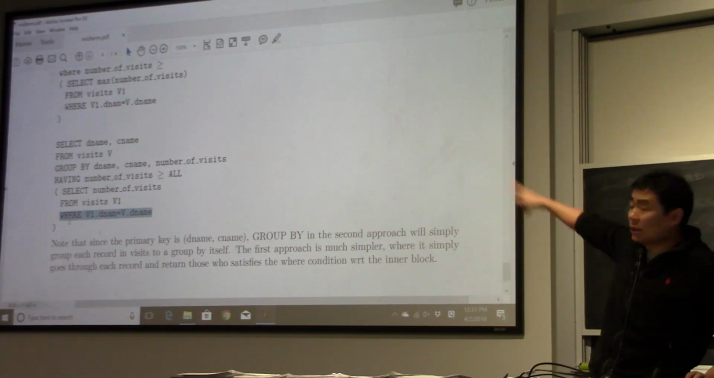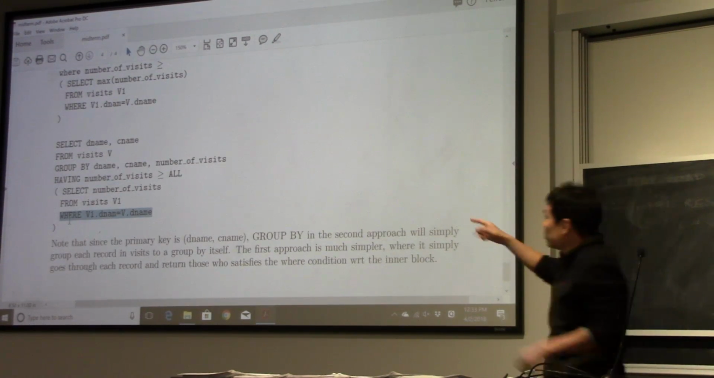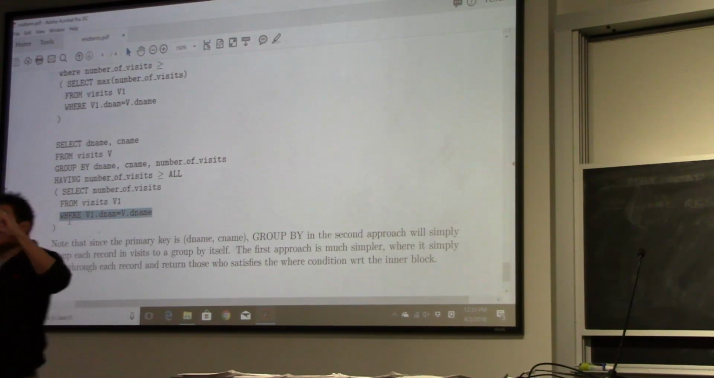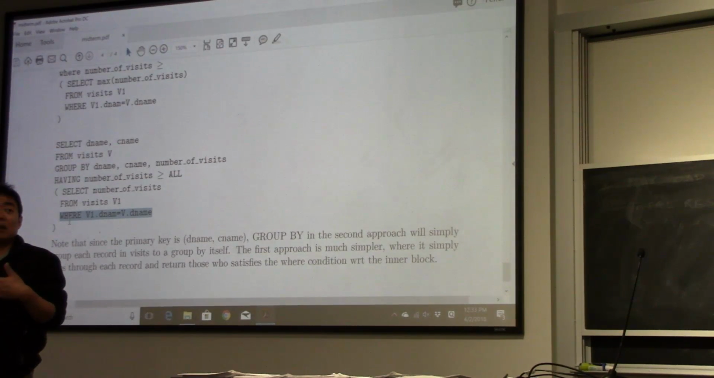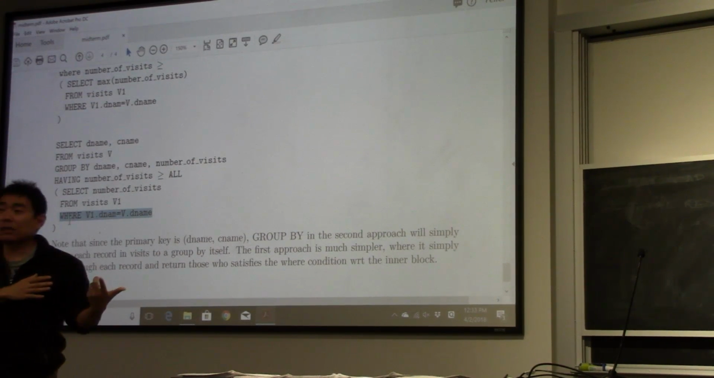You do not have this join condition in the inner block. Some of you go to the other end, which is too restrictive. You join by D name in the inner block with the outer block, as well as C name. Then of course it's wrong, because you're checking this customer record to that dealership to his or her own record to that same dealership.